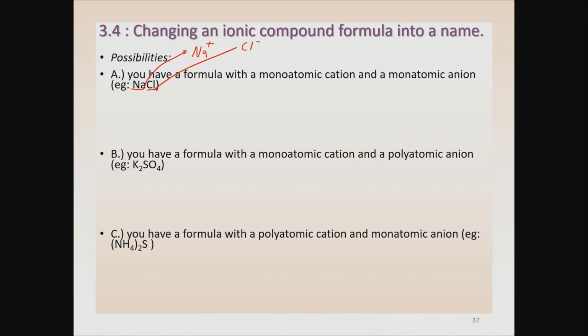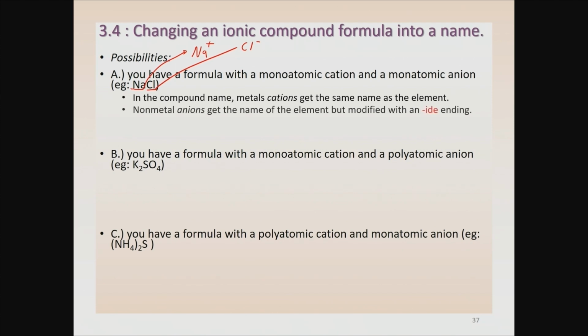So how do we provide a name for NaCl? So this is what you do. To figure out this name, the metal cations in the name get the same name as the name of the element. The nonmetal anions get the name of the element, but modified with an "ide" ending. So as an example of NaCl, if you're trying to find the name for NaCl, you don't use the words sodium chlorine. Instead, you modify chlorine to chloride. And so the name of this compound is sodium chloride.